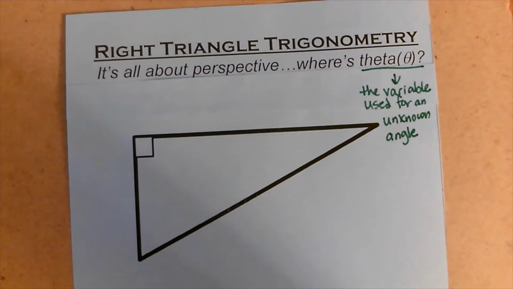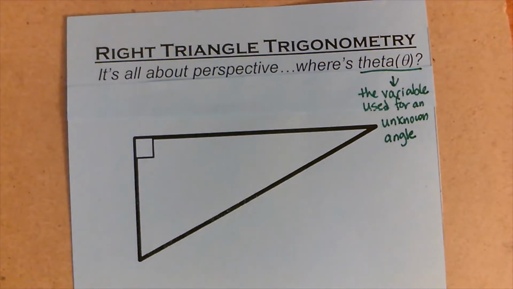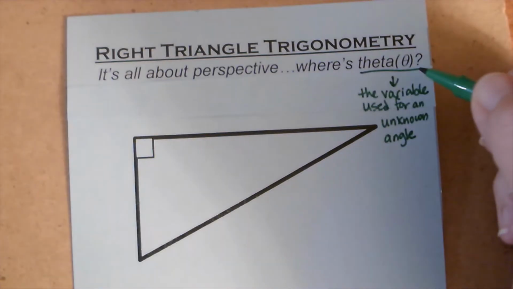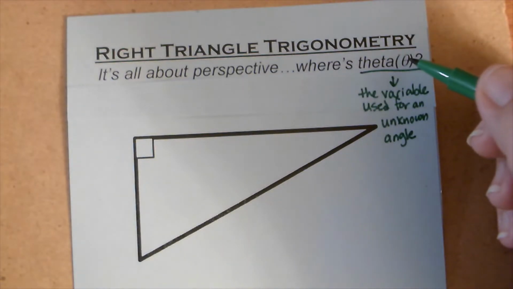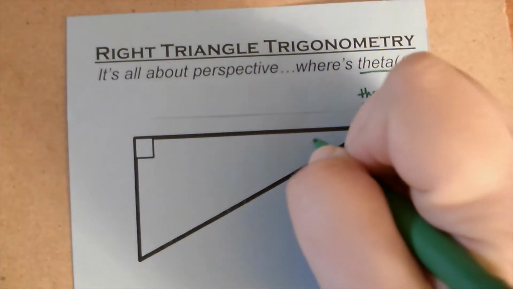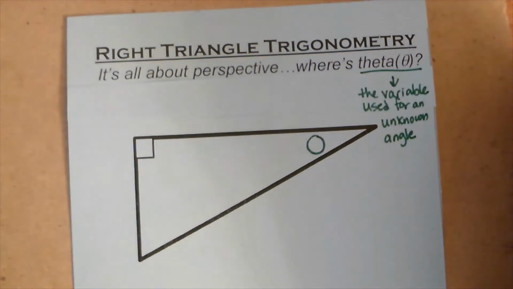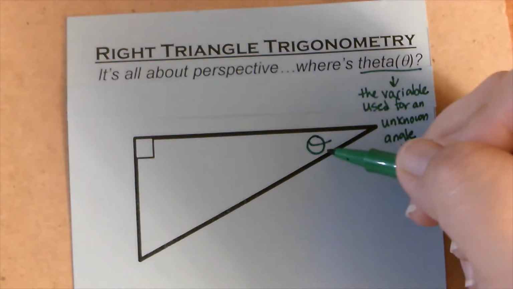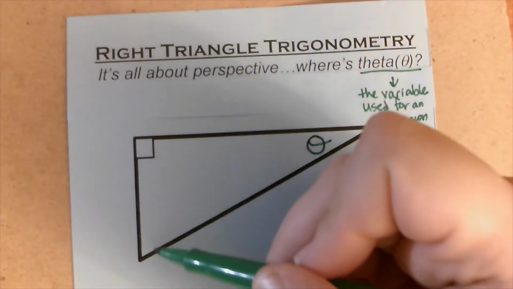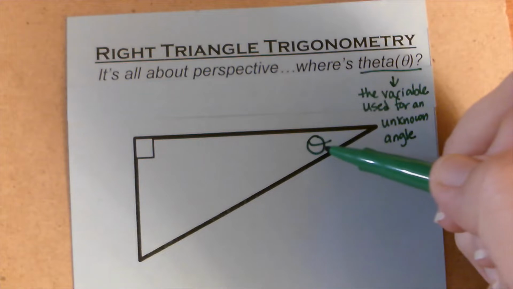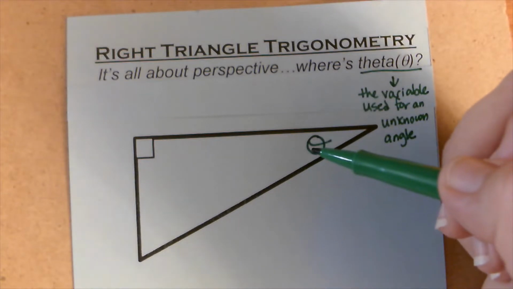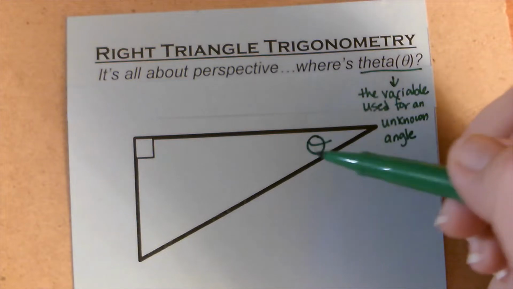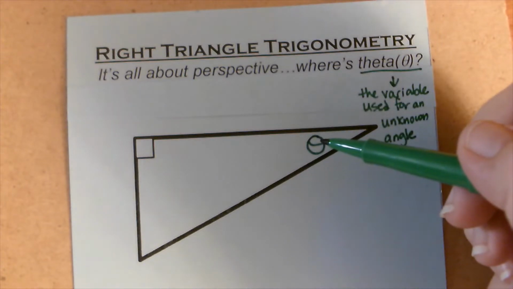Now, where theta is in the triangle determines how we label the sides. The sides are labeled in relationship to where the angle is. This is how I draw the symbol for theta: I just do a circle, and then it gets a curly Q at the top. If I put theta in this acute angle, this is the angle I'm talking about. Obviously this is a right angle, and this is another acute angle. When I label the sides, it's from the perspective of this angle.